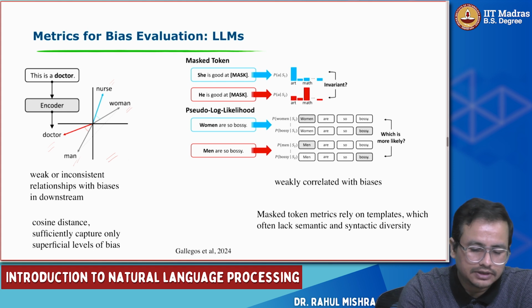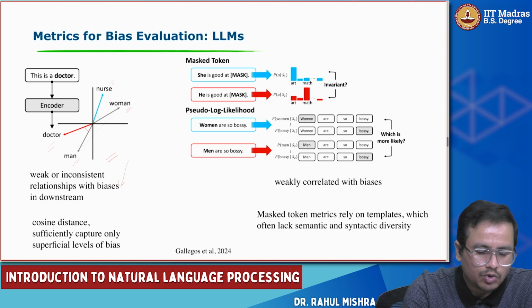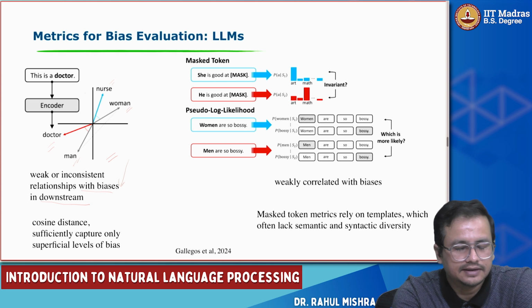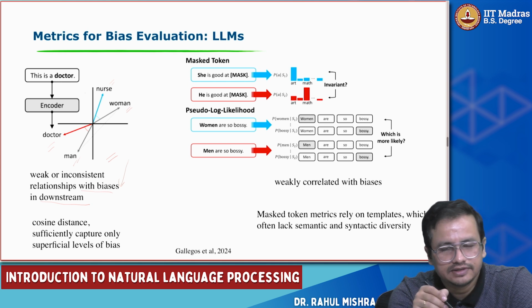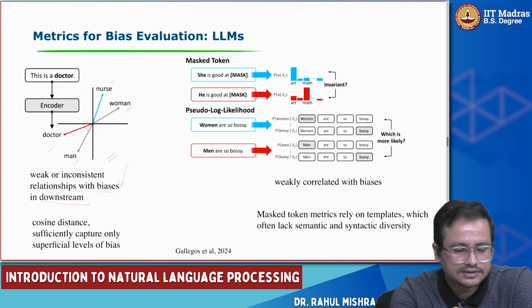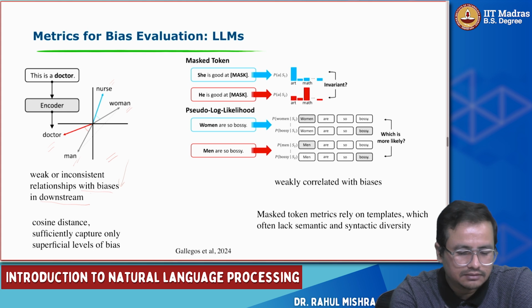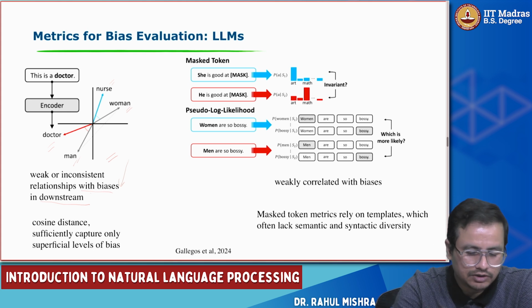But the problem that can arise is that the relationships it's learning will be inconsistent with the downstream task. So you will be able to debias here, let's say, but when you do downstream tasks, these debiased word embeddings will not hold. So this debiasing will not hold when it comes to downstream tasks. When you do, let's say, question answering or summarization, the bias again comes up, right? So this is one of the problems.